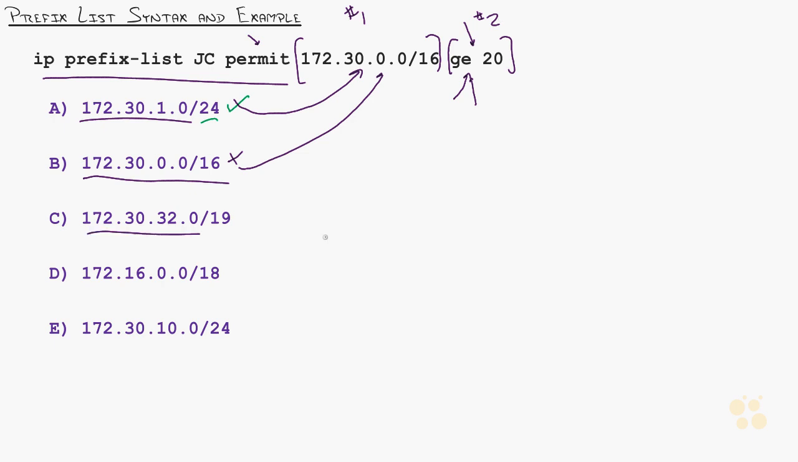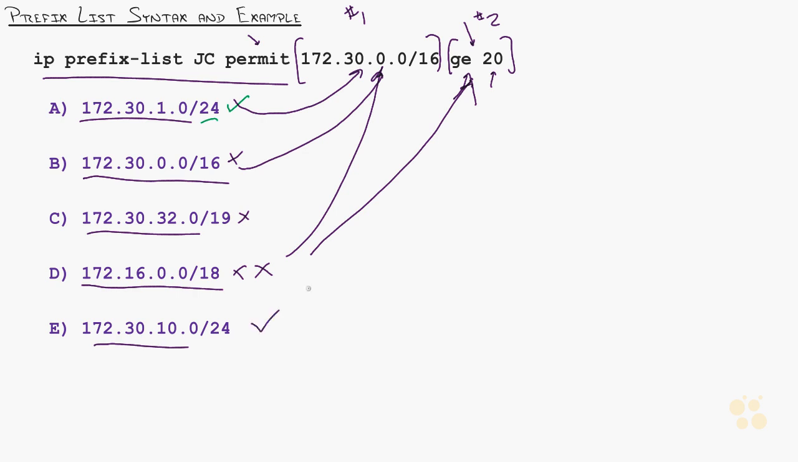How about this guy? 172.30. So essentially, we reverse the story from the last slide, right? This guy is, again, not specific. How about this guy? 172.16.0.0. Nope, doesn't match this or this. Last one, bing. It does match. 172.30.10.0 is a subnet of the /16 and has a specific subnet mask greater than or equal to 20 bits.